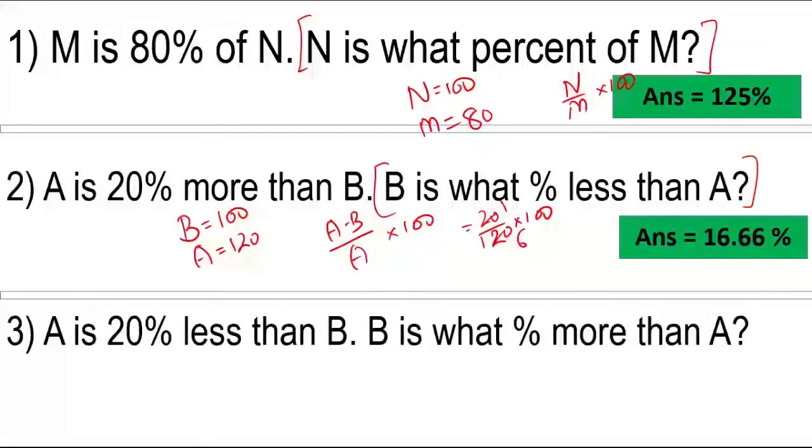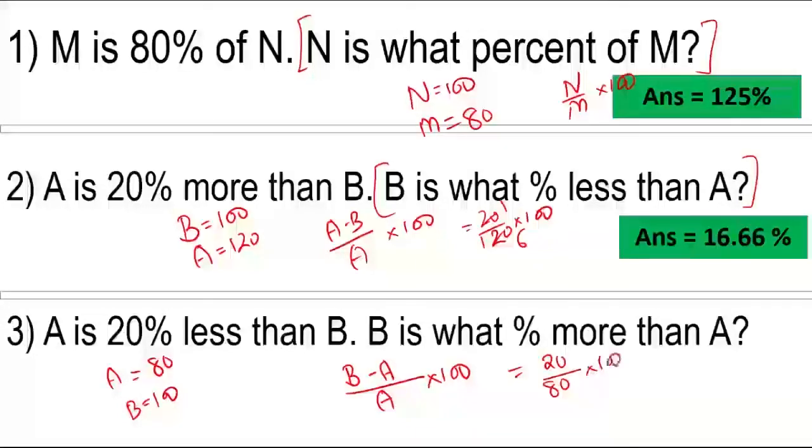Third question. A is 20% less than B. B is what percent more than A? Okay, A is 20% less than B. So if I assume B as 100, A 20% less, so A is 80. B is what percent more than A? The formula has to be B minus A divided by A into 100. So which will give me 100 minus 80, 20 over 80 into 100. 1 by 4. 1 by 4 is 25%.